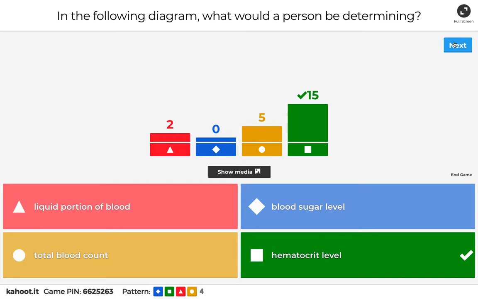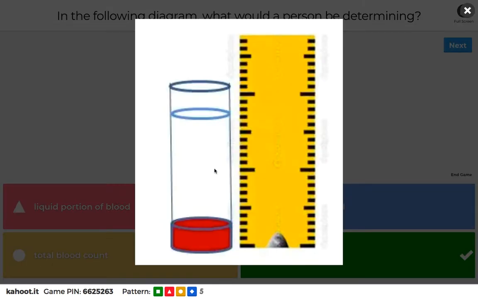Okay, what does hematocrit do? It measures red blood cells. So red blood cells, it's this part divided by the total.